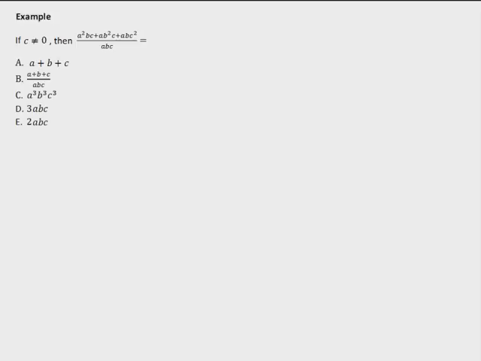If c is not equal to 0, then a square bc plus ab square c plus abc square upon abc is equal to, I think it should be if abc is not equal to 0, not just c not equal to 0. It should be abc not equal to 0, which is the same as saying if a not equal to 0, b not equal to 0 and c not equal to 0.